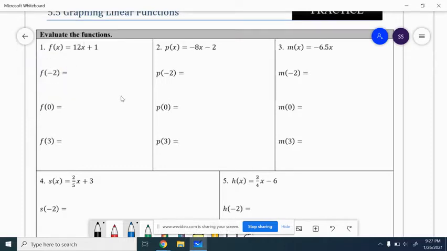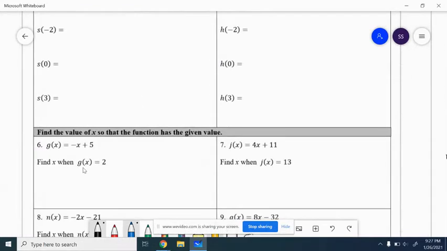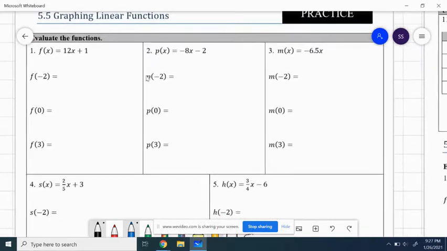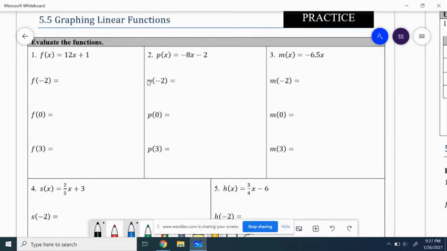So 1, 2, 3, 4, 5, all of these, you're just going to be plugging this value in for x. Unless you see the identical thing, like number 6, where this is identical to the left side. That is when you will plug it in for the y. All of these you are plugging in for the x. So anytime you see a letter and then a number in the parentheses, you're going to be plugging it in for x. All right, hopefully that's clear.